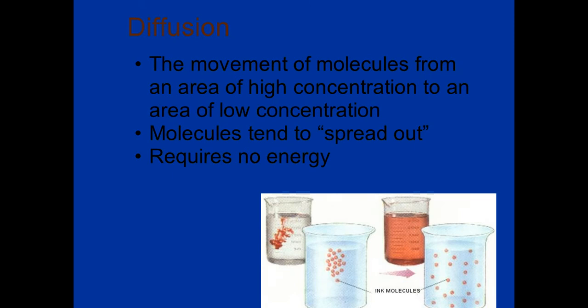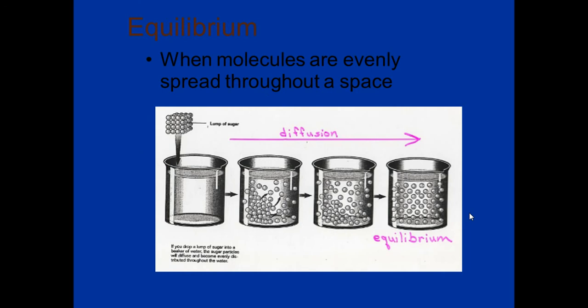Think about dropping some food coloring into a beaker of water. The food coloring starts out in a very high concentration, and over time, even without stirring, the food coloring molecules spread out throughout the entire beaker. Equilibrium is when molecules are evenly spaced throughout an area. So if you start out with a lump of sugar and you put it into a beaker of water, here it's in a high concentration. Over time, those molecules of sugar will spread out evenly throughout the water. In this last picture, it's said that they've reached equilibrium.